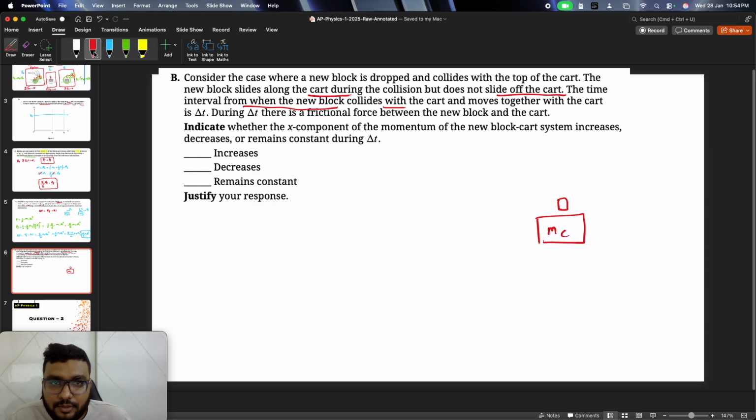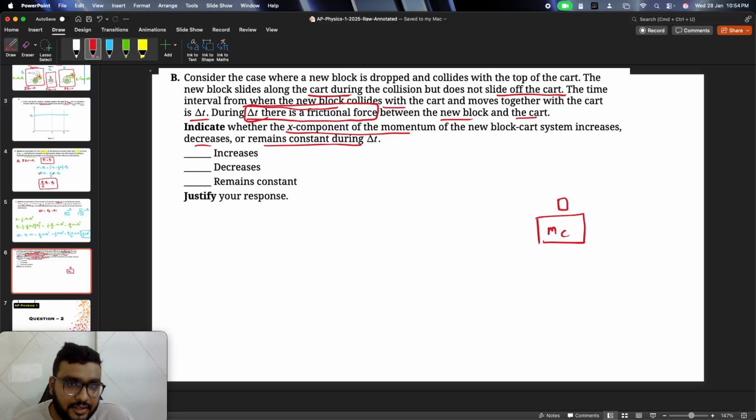Okay, so from here, what does it say? The time interval from when the new block collides with the cart until it moves together with the cart is delta t. During delta t, there is a frictional force between the new block and the cart. We need to indicate whether the x component of the momentum of the new block-cart system increases, decreases, or remains constant during delta t.